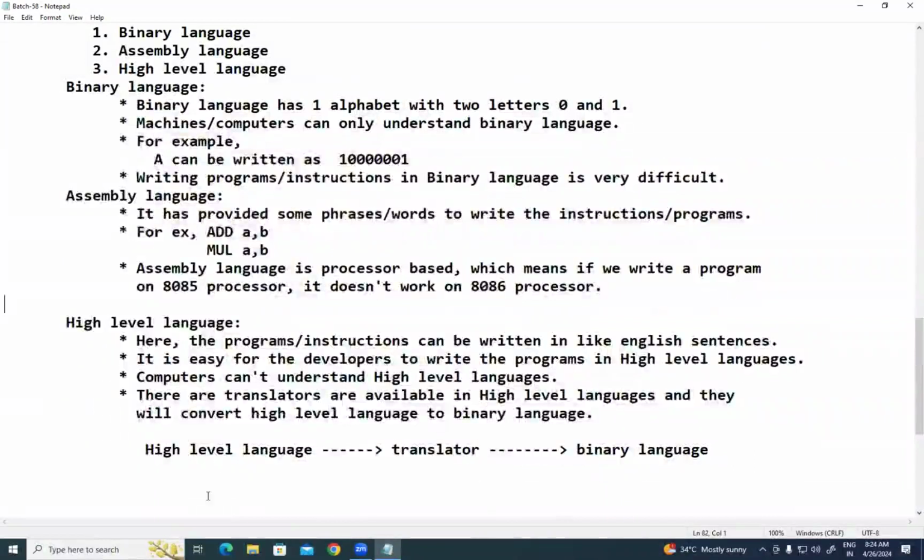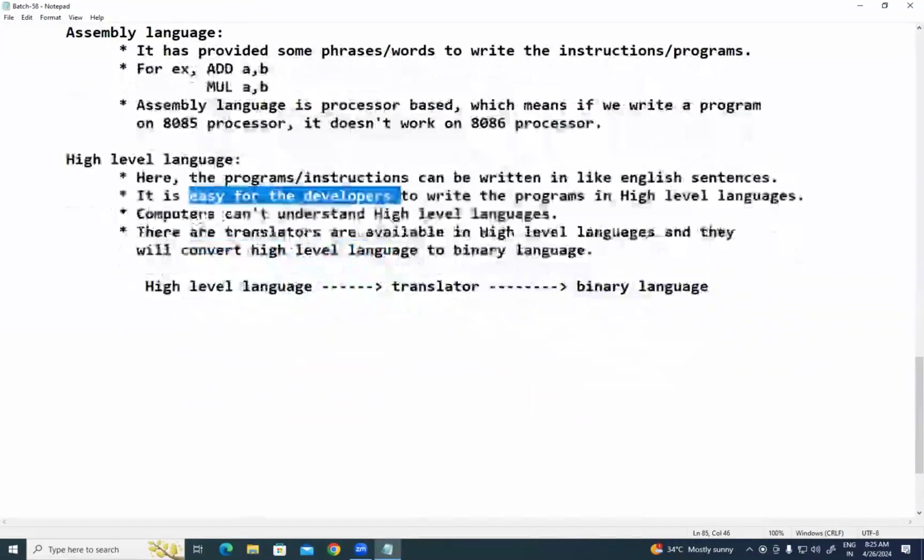Then the third category is high level language. Here we can write our programs like English sentences. Translators are available to convert or translate the high level language into machine language. Is it hard for developers to write programs or easy? It is easy for developers. Am I clear so far?